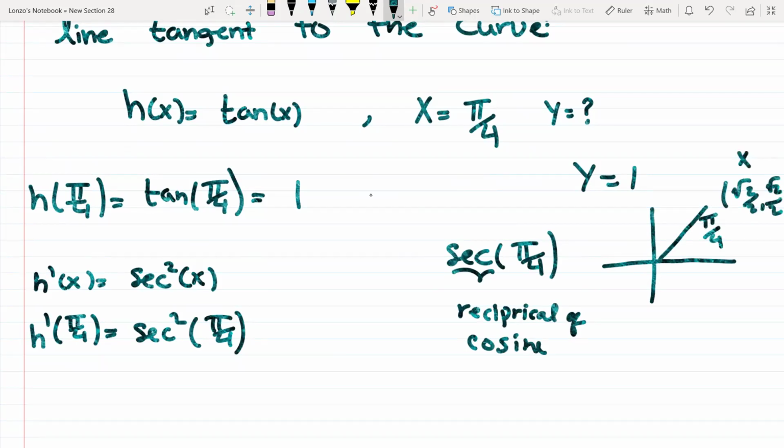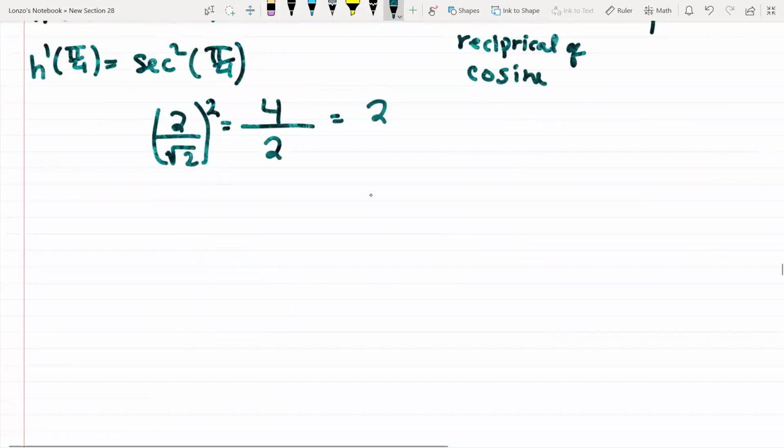If it's a degree within the unit circle, the cosine is the x coordinate and the sine is the y coordinate, right? So the secant is the reciprocal of cosine, so all you have to do is flip it. What is the reciprocal of radical 2 over 2? It's just 2 over radical 2. Okay, and then you just square it. When you square this, this is going to be 4 over radical 2 squared, which is just 2, and then 4 divided by 2 is 2. So my slope is 2.